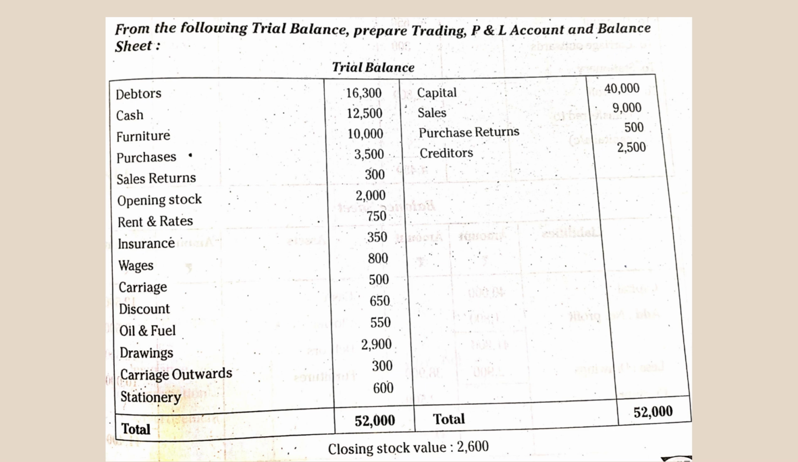Remember one thing, trading account is prepared according to factory related incomes and expenses, whereas P&L account is related to office and administrative incomes and expenses. We follow the nominal account rule: debit all expenses and losses, credit all incomes and gains. Therefore, on the debit side we write all expenses and losses, and on the credit side we write all incomes and gains.